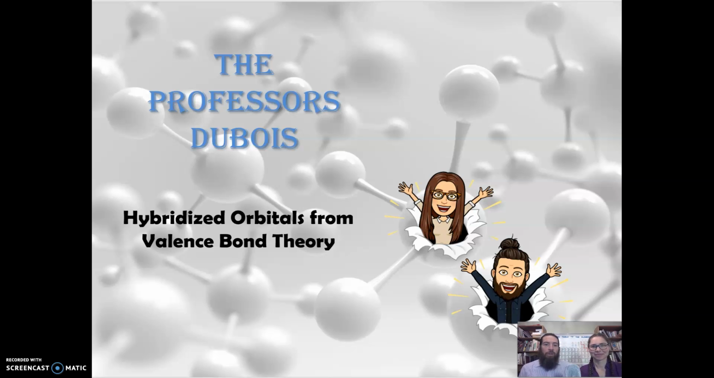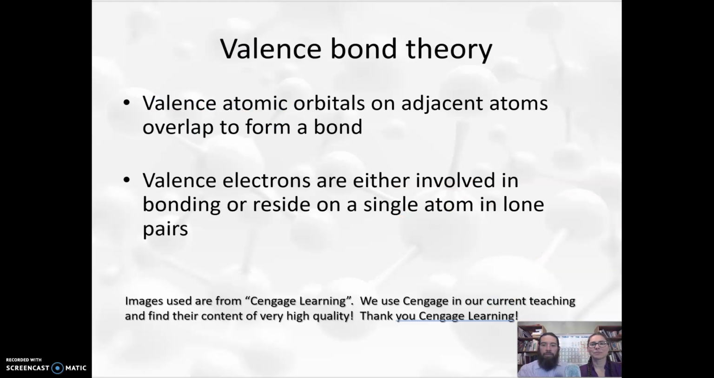We are the Professors DuBois, and in this mini lecture, we're going to talk about hybridized orbitals based on the valence bond theory. All right, so the valence bond theory is just one of the theories available, but it describes these shapes of molecules quite well. So we're going to go over that.